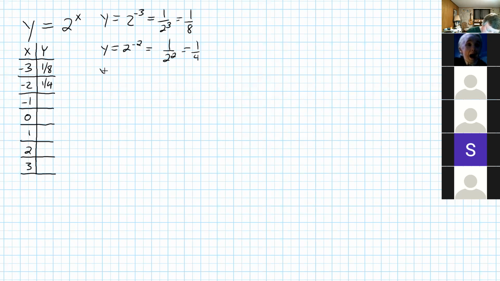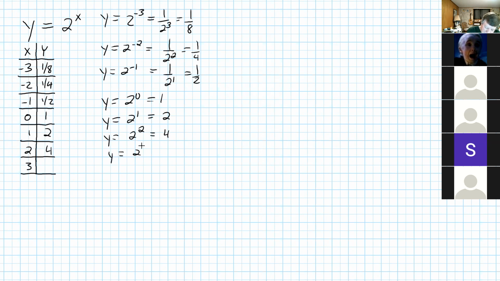If x is -1, y equals 2 to the -1 power, or 1 over 2 to the +1 power, or 1/2. If x equals 0, y equals 2 to the 0 power, which is 1. If x is 1, y equals 2 to the 1 power, which is 2. If x is 2, y equals 2 squared, which is 4. And if x is 3, y equals 2 cubed, which is 8.